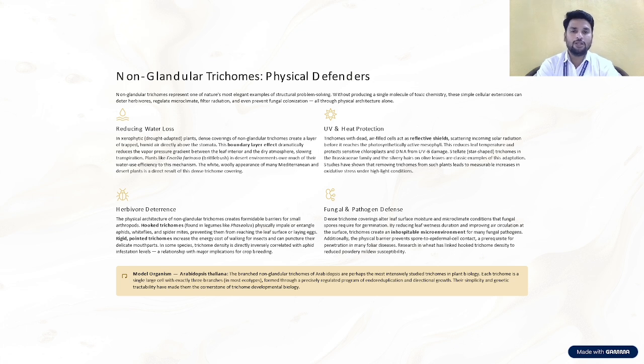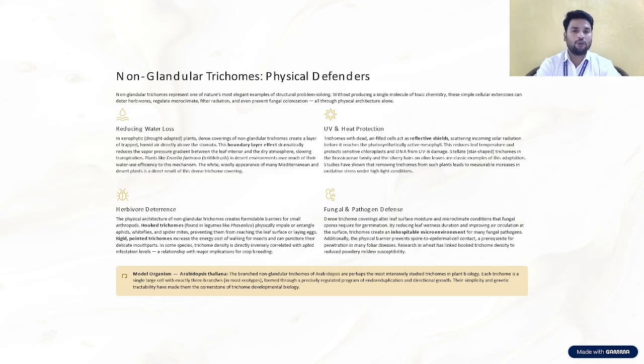Then a second one is UV and heat protection. Trichomes with a dead, air-filled sac act as a reflective shield. Because of the trichomes, they reflect the UV rays that come from the solar radiation, scattering incoming solar radiation before it reaches the photosynthetically active mesophyll. This reduces the leaf temperature and protects the sensitive chloroplasts and DNA from UVB damage.